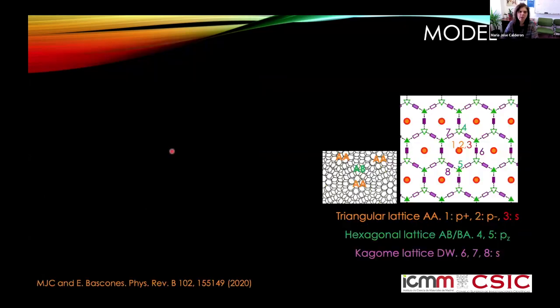So these are the locations of the orbital models, a sketch of the orbitals that we use. We have a triangular lattice that is signaled by these red and orange points, and these correspond to the AA stacking. And here we have 3 orbitals, 2 with P plus and P minus symmetry, and 1 with S symmetry.